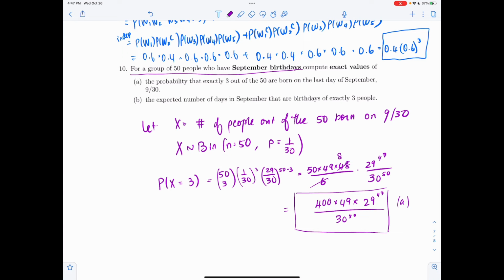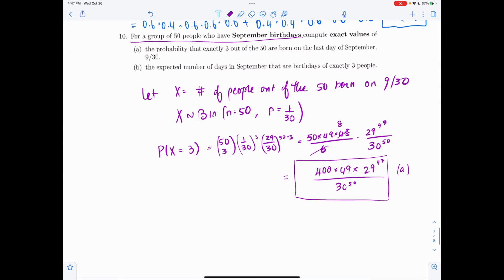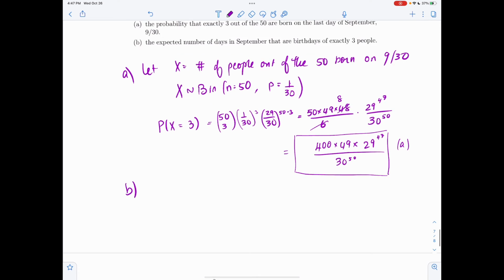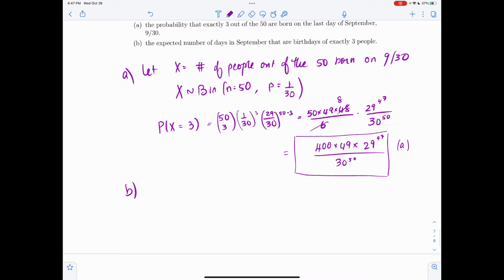Part B really is using techniques that we'll stress more in chapter 7. But I'll just quickly talk about this. I won't ask you this on the test. So how do we answer part B? Okay. Well, the way you do it is by indicator random variables. I've talked about this before.